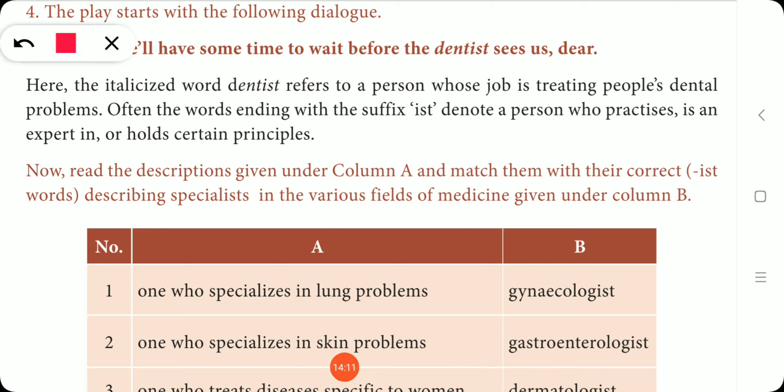We will have some time to wait before the dentist sees us, dear.